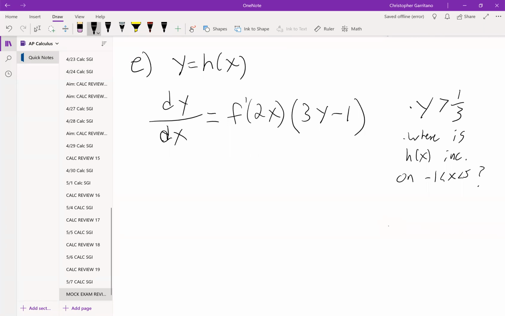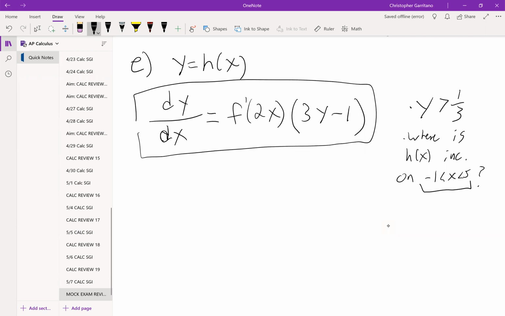All right, welcome to part E. Part E asks us to determine, on some interval, which is between x equals -1 and 5, when is this function h of x increasing? Now, of course, to determine if a function is increasing, we need to look to its derivative, okay? And it just so happens we were given the derivative function, right? dy/dx is the same thing as saying dh(x)/dx, right? So this is h prime of x.